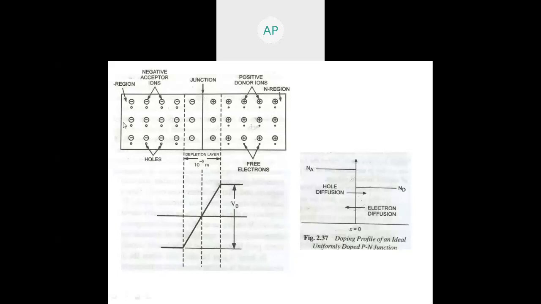If we apply an external battery to this p side or n side material, the battery can be connected such that positive is here and negative here, or negative here and positive here. If the positive terminal of a battery is connected to the P side and the negative terminal to the N side, then that is called forward bias conditioning.